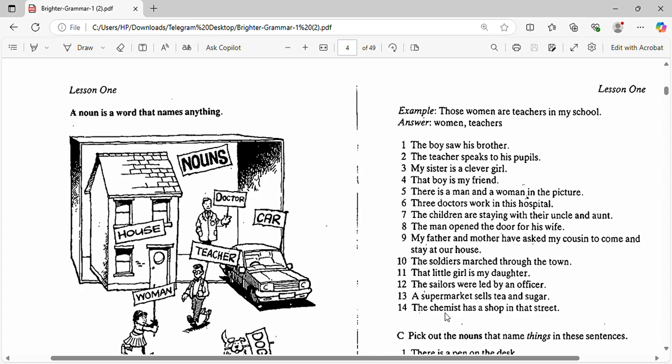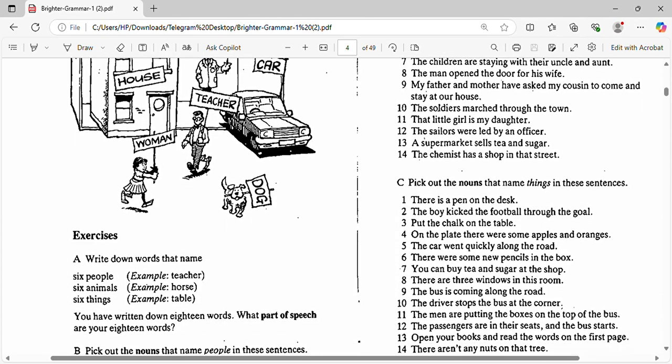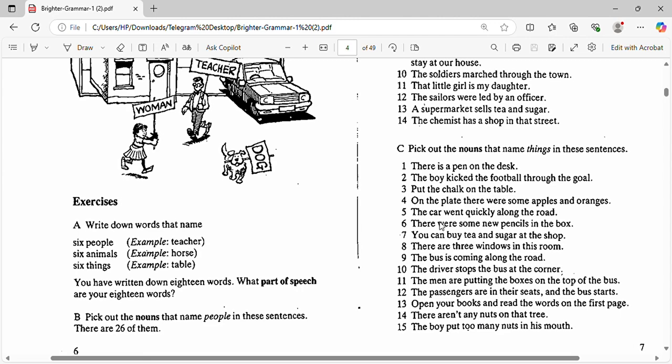Chemist. So let's move on to the next exercise. Pick out the nouns that name things in these sentences. There is a pen on the desk. Pen, desk. The boy kicked the football through the goal. Football, goal. Put the chalk on the table. Chalk, table. On the plate there were some apples and oranges.